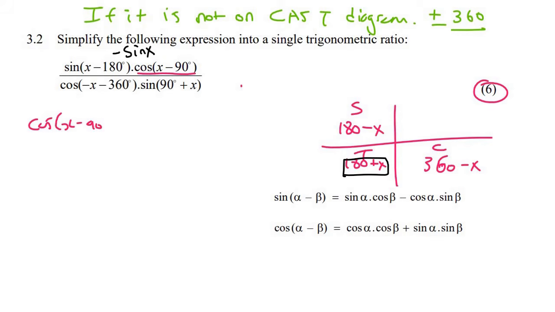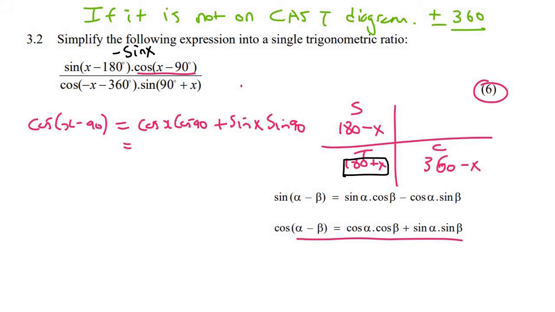So x minus 90, and that's this one. So it just becomes cos x cos 90 plus sin x sin 90. And so that's just, now cos 90 is 0, so that just all falls away. Sin x and then sin 90 is 1.